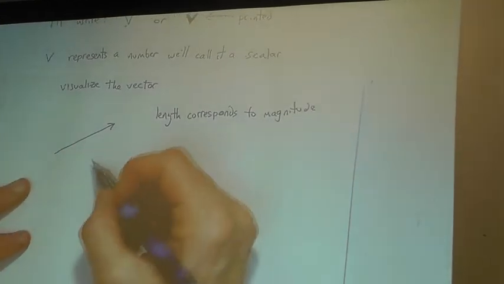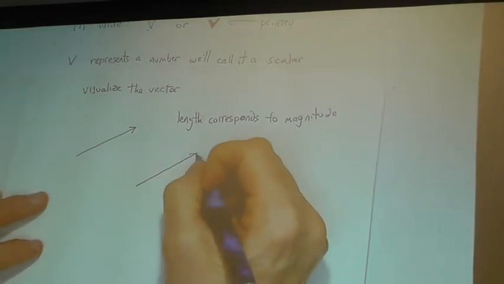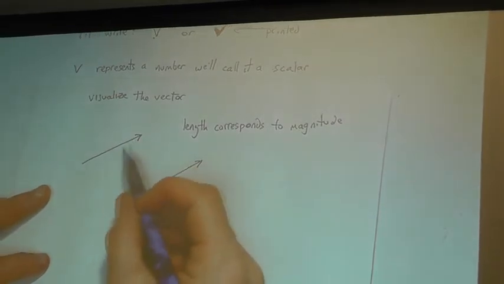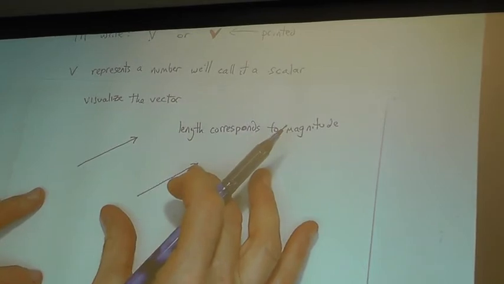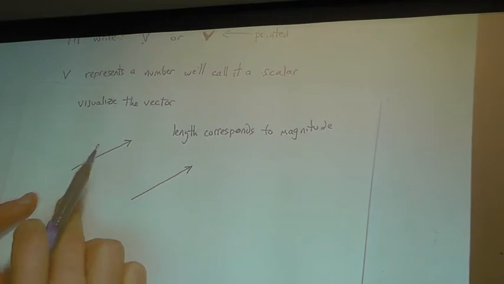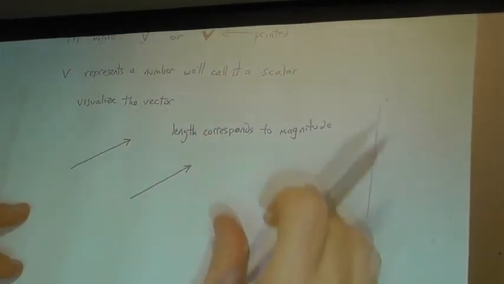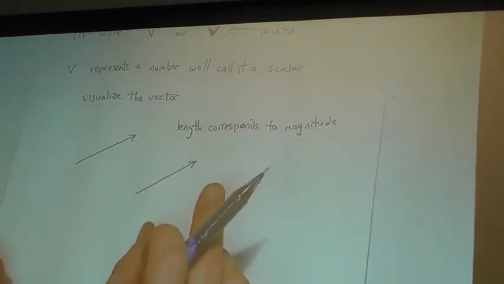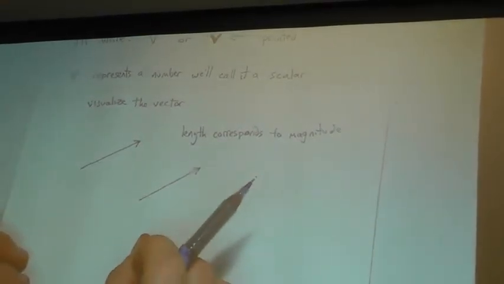If I take this arrow and I pick it up, and to the best of my ability, I draw the arrow that's pointing in exactly the same direction and has exactly the same length, these represent the same vector. So vectors can be picked up and moved all over as long as you don't vary direction or magnitude. The picture represents the same vector.